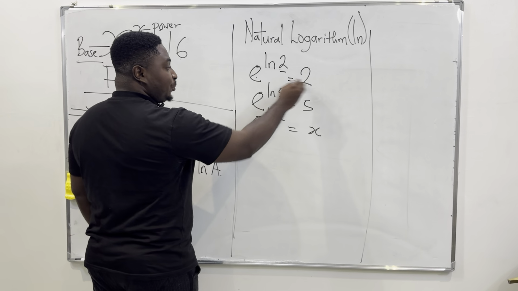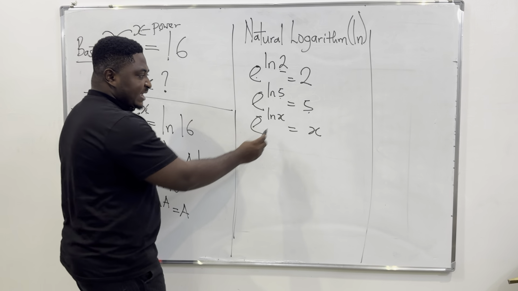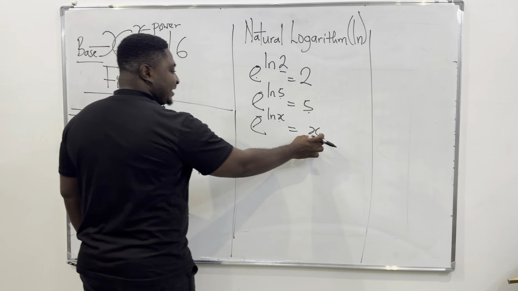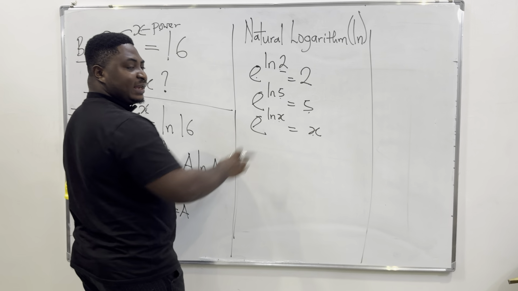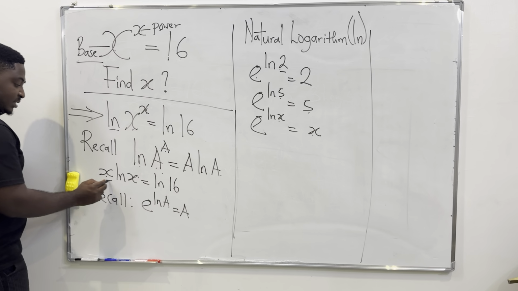Just like we see 2 here, we'll put 2 here. We see 5 here, we'll put 5 here. And we see x here, we'll put x here. So it means that anywhere I see x, I can replace it with e raised to the power ln x. Now, do we have x anywhere? Yes. We have x here.